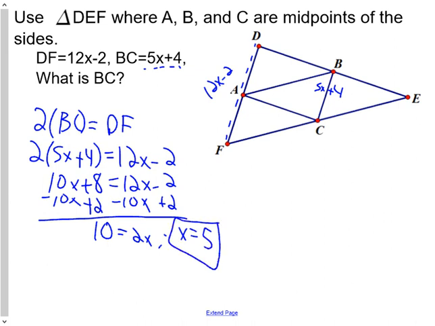Again, got my final answer. What is BC? So I need to plug 5 back in here. 5 times 5 plus 4 gives me 29 is BC.